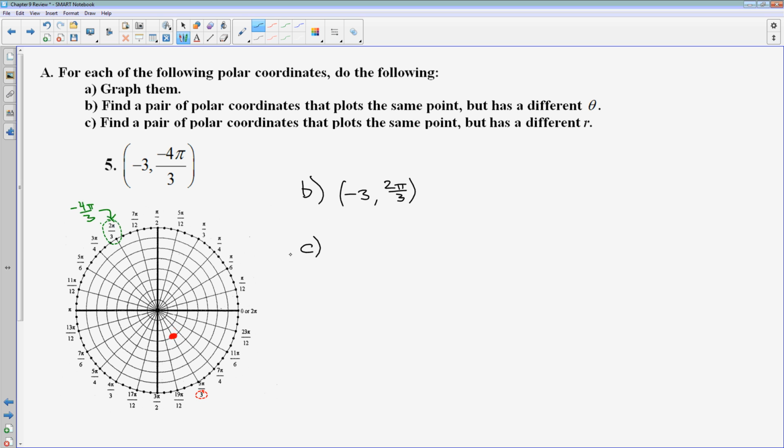And part C, I'm going to skip the math for this one also. If I want a different R, that would be positive 3. And I'm moving towards the angle of 5 pi over 3. A positive R tells you you move towards the angle. A negative R means you're running away from. I think that is all. Okay, so there is section A on the review.